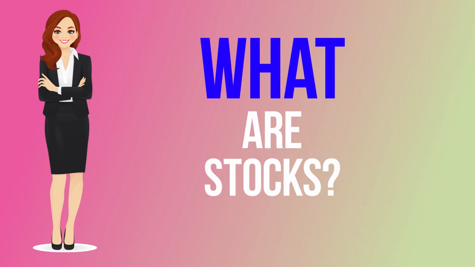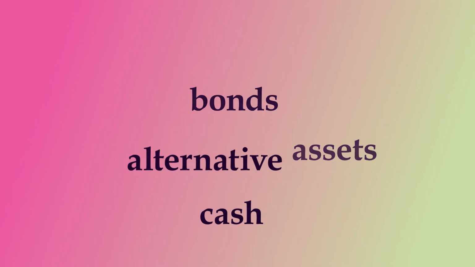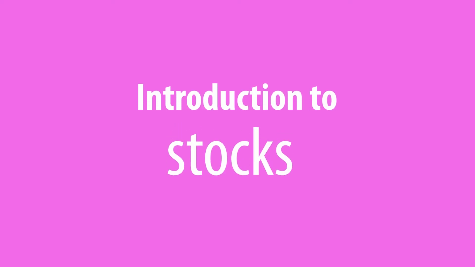So what are stocks? When it comes to investing, you will gather and process information to make decisions, including those that are related to buying and selling assets. Generally, there are four major asset classes, including stocks, which are public equities, bonds, which are also known as fixed income, alternative assets, which could be things like private equity, venture capital, hedge funds, commodities, and real estate, and cash, which could be currencies. So in this video, we're going to focus on an introduction to stocks.